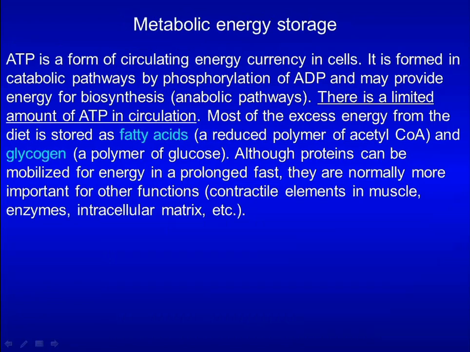ATP is a form of circulating energy currency in cells. There's a limited amount of ATP in circulation. Most of the excess energy from diet is stored as fatty acids and glycogen.